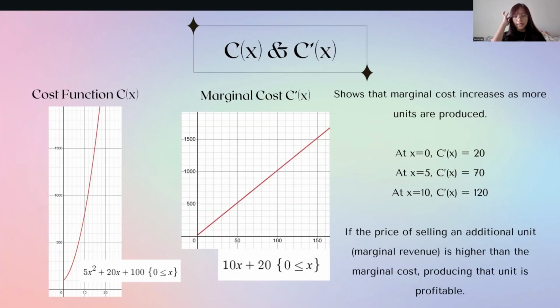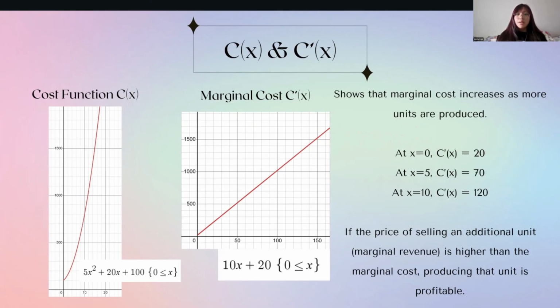Now let's discuss C(x) and marginal cost. This is the graph of the previous cost function, 5x squared plus 20x plus 100. Now, do note that I am limiting x to above 0 because there's no way that realistically producing negative amounts of units is possible. Now, as you can see here, even when producing no units at all, the total cost still sits at 100. This reflects the fixed costs that have been previously mentioned.